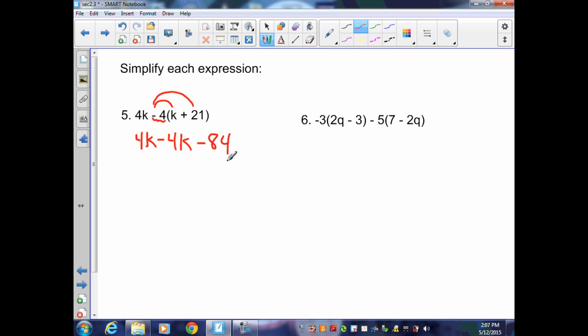Like terms, I have 2 4k minus 4k. 4 minus 4 is 0, gives me 0k. So I know that this is going to cancel out, and I'm left with a negative 84.